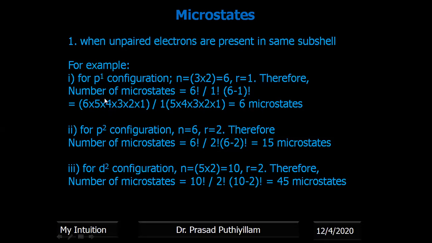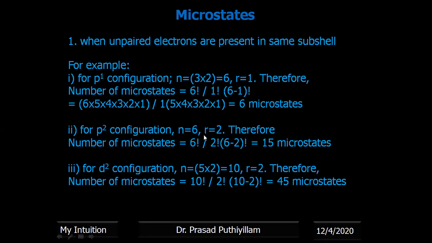How to calculate the factorial? 6 factorial means 6 into 5 into 4 into 3 into 2 into 1. Like that, 6 minus 1 is 5, and 5 factorial is 5 into 4 into 3 into 2 into 1. Therefore, if you do the mathematical calculation, you get 6 microstates.